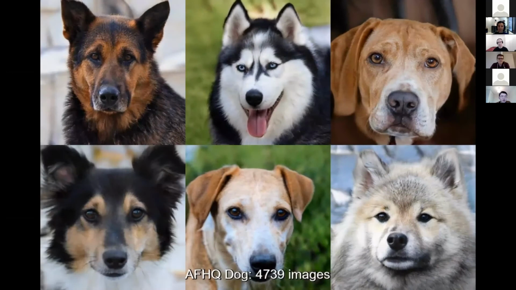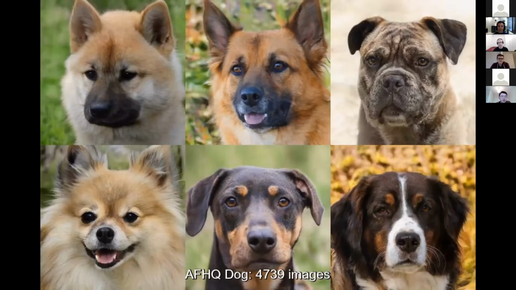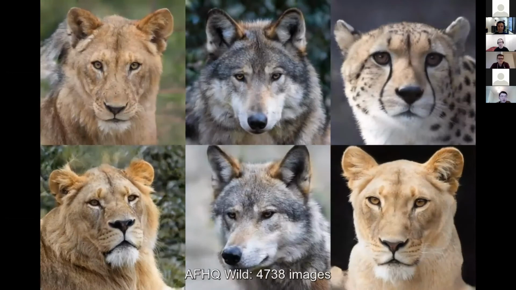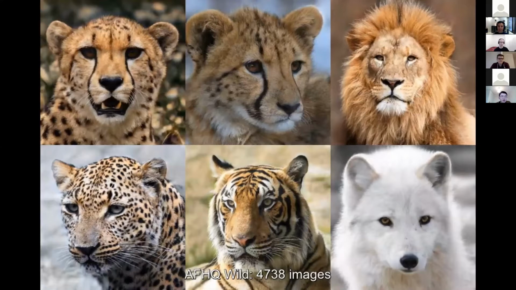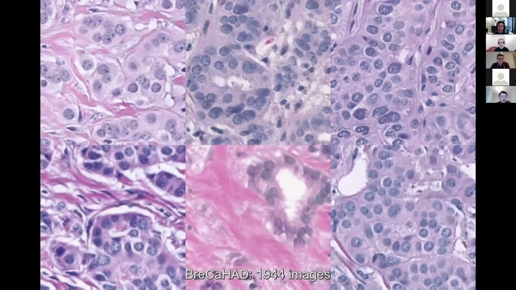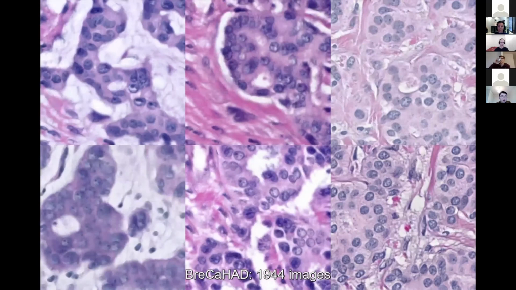Here's AFHQ, Animal Faces dataset from the StarGAN V2 paper. There's three categories, cats, dogs, and wild animals, which we train separately. So there's about 5K images per category. Overall, the images look very sharp, which is uncommon for these tiny datasets. Here we have some tissue samples, a very different case from those human and animal faces, but we can see that it still works.